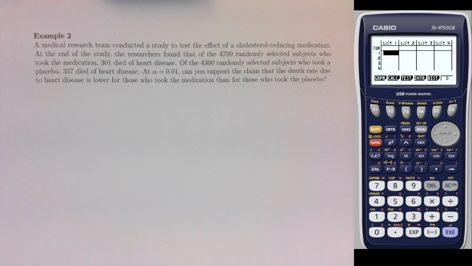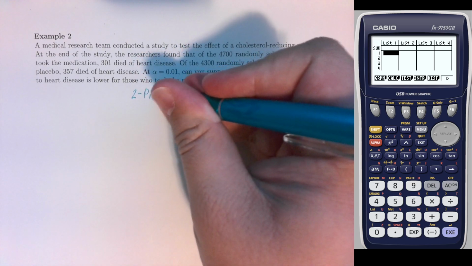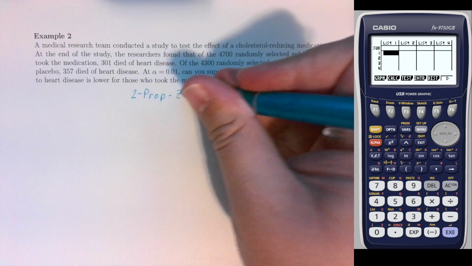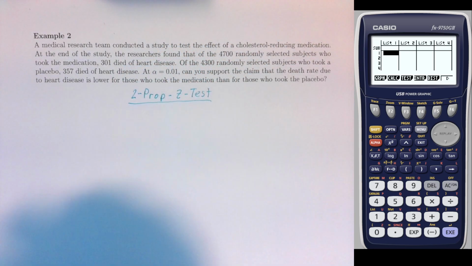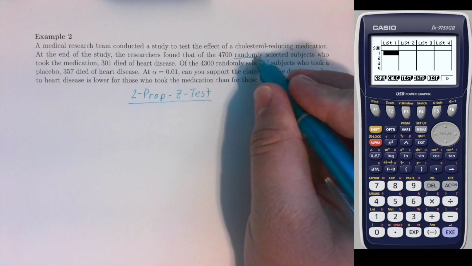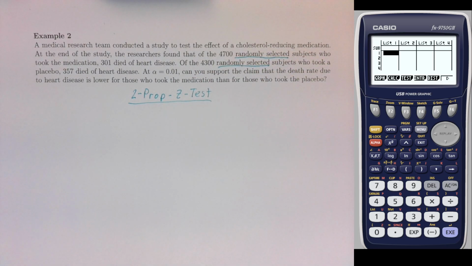Well, since we're comparing the death rates of two different groups, this is going to be a 2 proportion z-test. So we need to make sure we meet the requirements for a 2 prop z-test. First of all, we need both samples to be randomly selected. Check. They need to be independent. Well, if you took the medication, that means you didn't take the placebo, so those groups are independent.